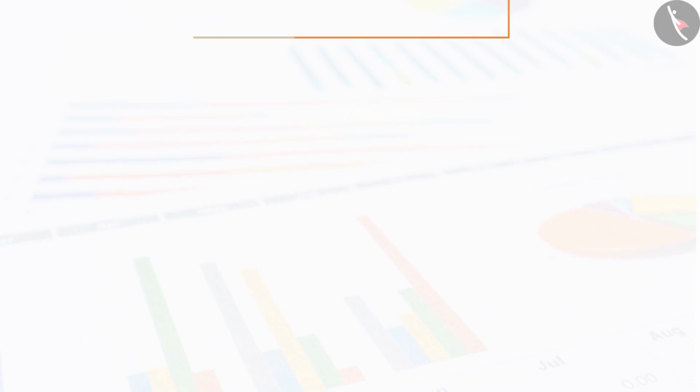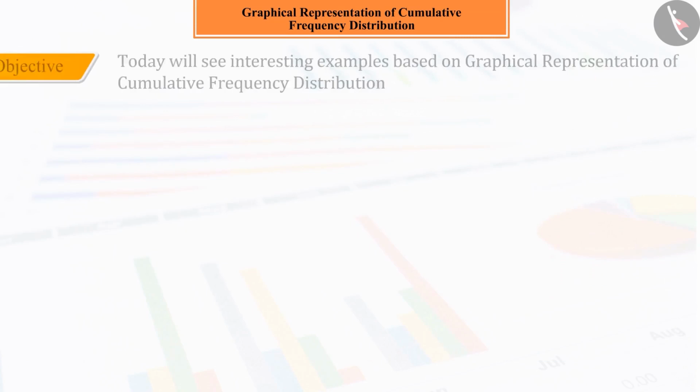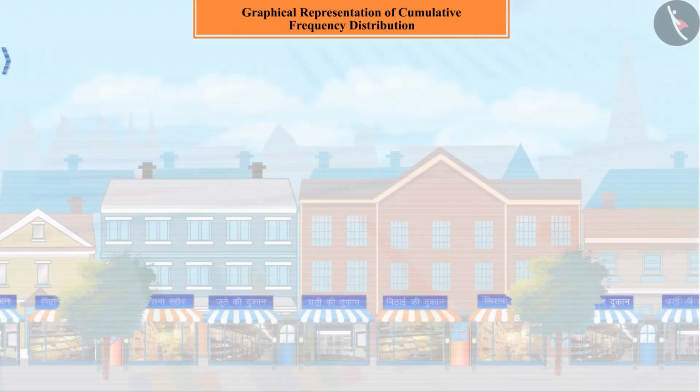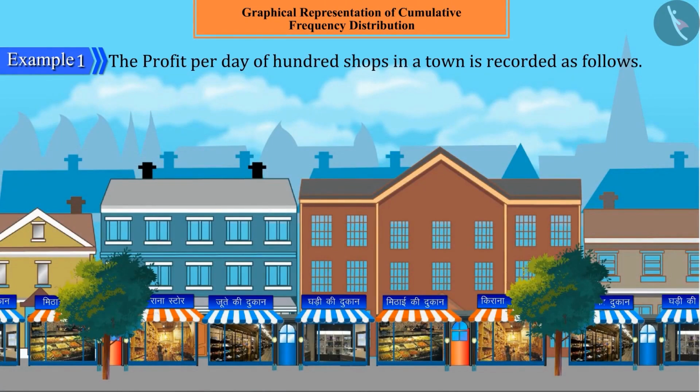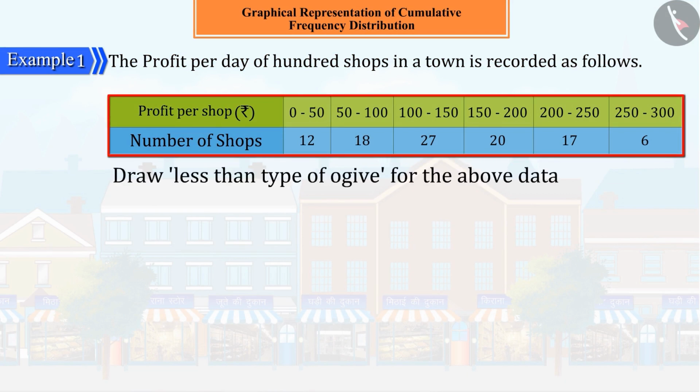Welcome to this video. In the previous video, we learned the graphical representation of cumulative frequency distribution. In this video today, we will see interesting examples based on it. The per-day profit of 100 shops in a town is recorded as follows. So can you draw less than type of ogive for the above data?